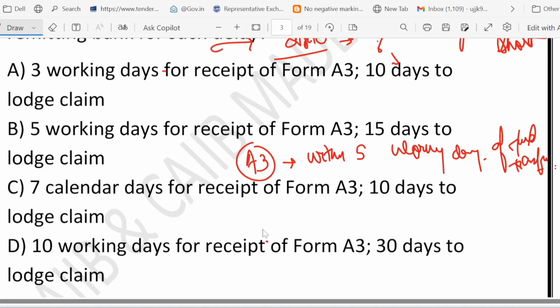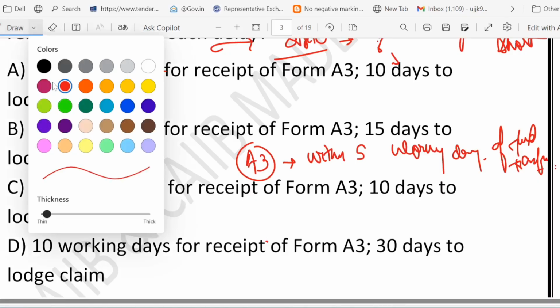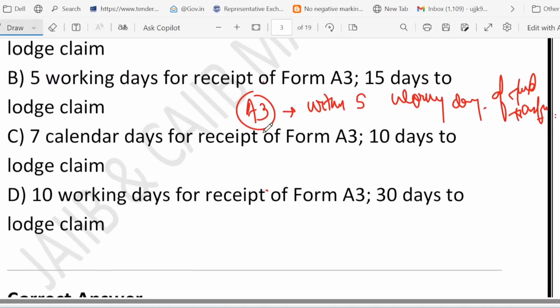And the beneficiary bank has 15 days from the transfer date to lodge a claim for the delay. So the second rule is that the beneficiary bank has 15 days. Let's try to understand it using an example.